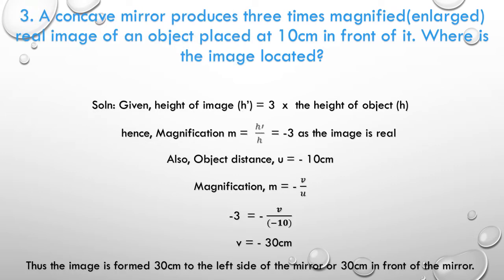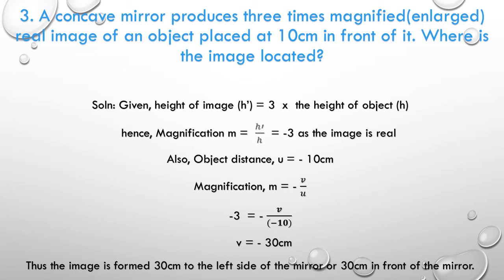Third question: a concave mirror produces a 3 times magnified, or enlarged, real image of an object placed at 10 cm in front of it. Where is the image located? We have to read the numerical very carefully and understand the data. So height of the image, h dash, is 3 times the height of the object, h. Or we can write magnification m is equal to h dash by h is equal to -3. Why, children, -3? Because the image is real, and we know when the image is real, m will be negative.